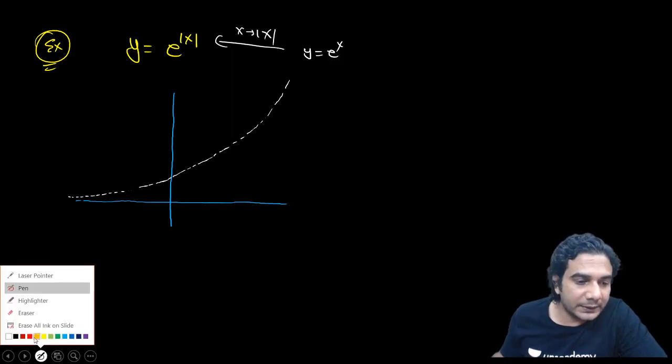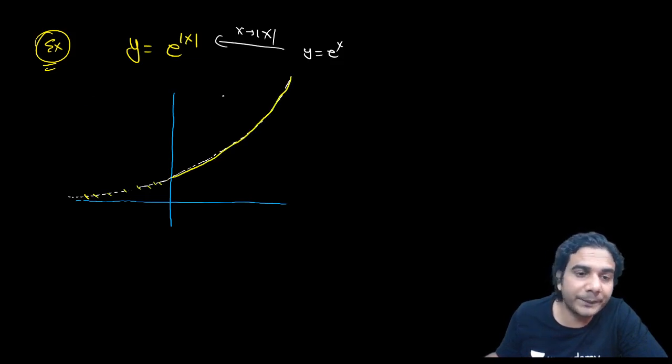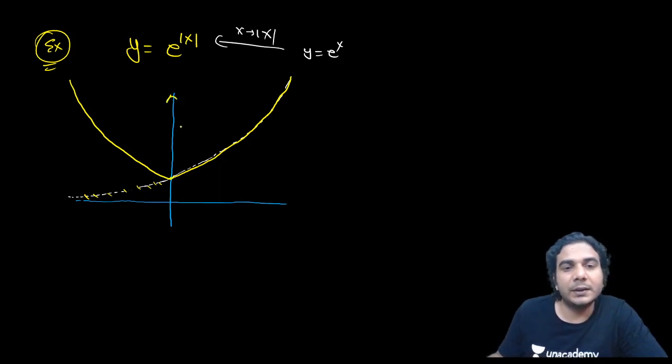So what happens in this? Let me draw it with yellow color. Now you need to remove this portion. This portion will vanish, and only this portion will remain as it is. And you need to take the image of this graph about the y-axis. So that is going to be the graph.